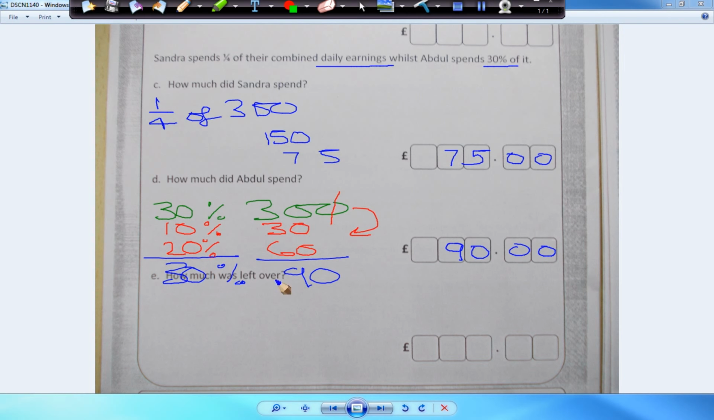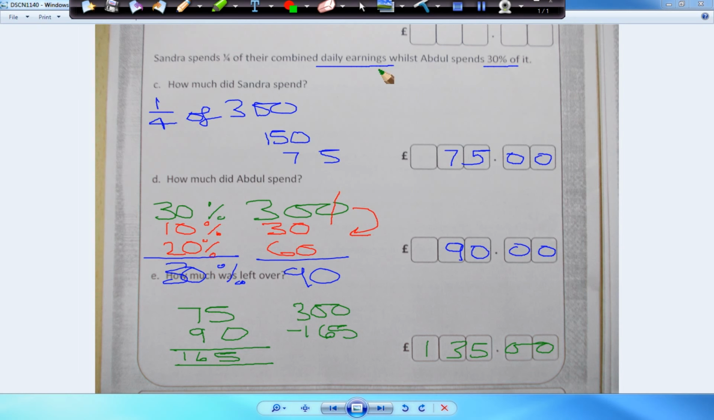The question goes, how much was left over? Now, how much did Sandra spend? £75. How much did Abdul spend? £90. So we add 75 and 90 first of all, and that gives us £165. So £165 was spent. How much do we have in the combined income? Then we minus the 165. £135 is the correct answer.